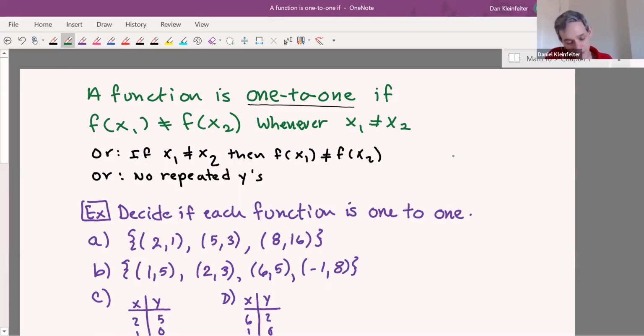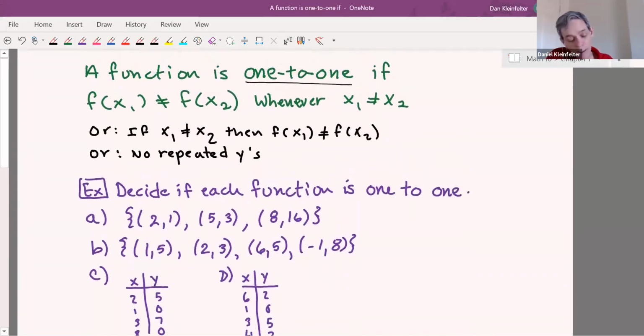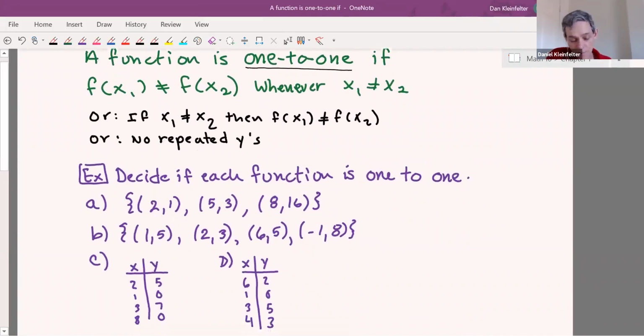Sorry about that. There was a missing mark on there. This first, what was an equal sign should be a not equal sign, because we need the outputs to be different whenever the inputs are different. So sorry about that. All right. So in short, probably the easiest way to think about that is that there are no repeated y values.